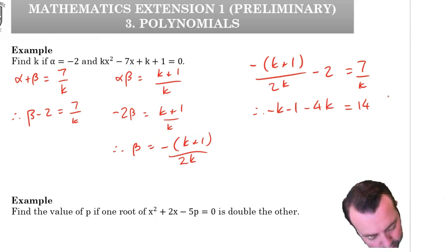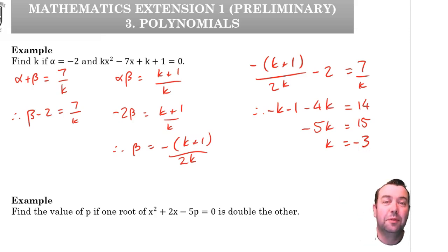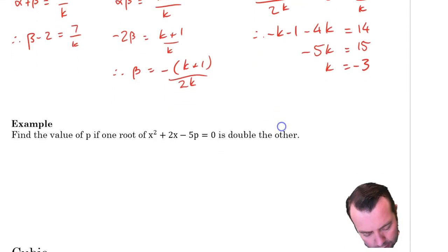Now, what does this give us? Negative 5k equals 15 means that k equals negative 3. There we go. So we used both of those properties to generate a couple of equations which we could solve simultaneously. Here we go. There's another one.